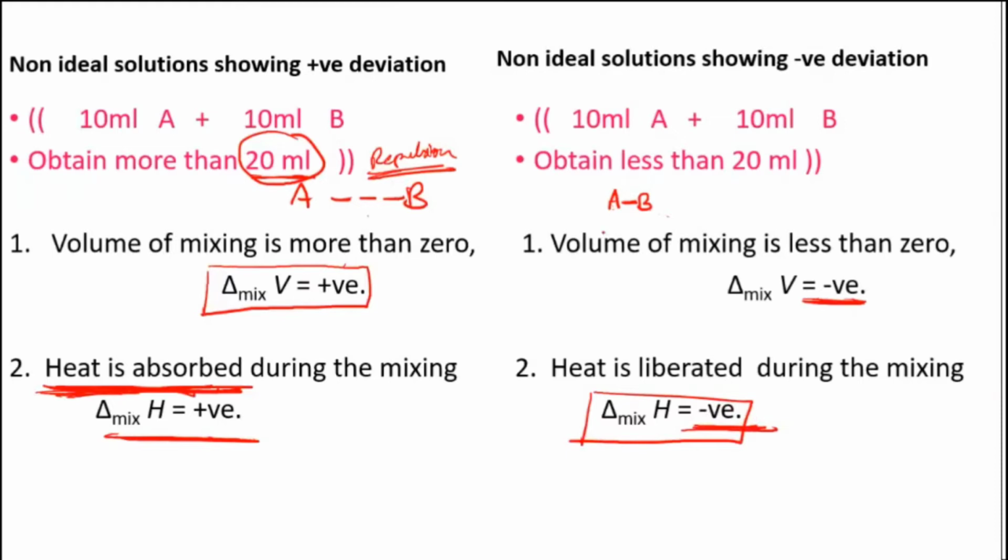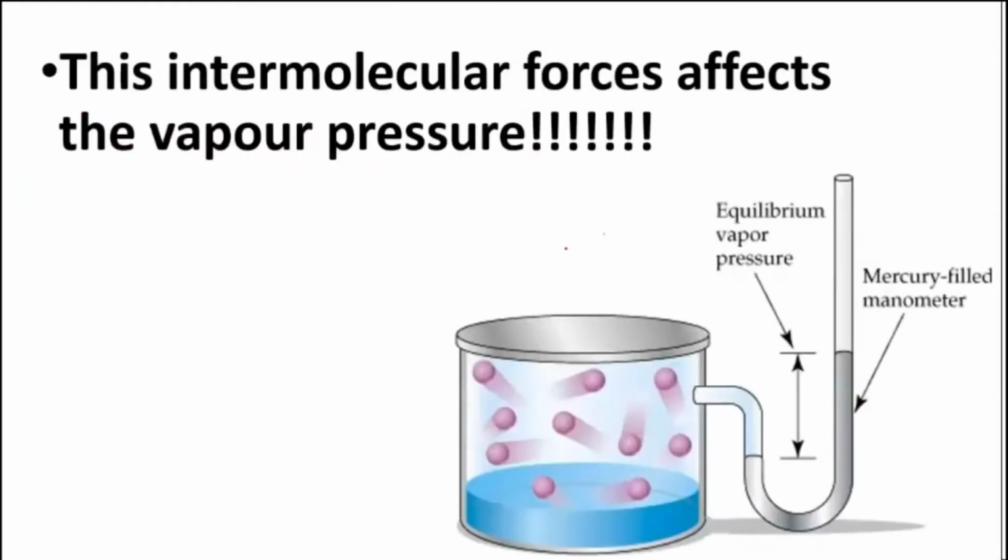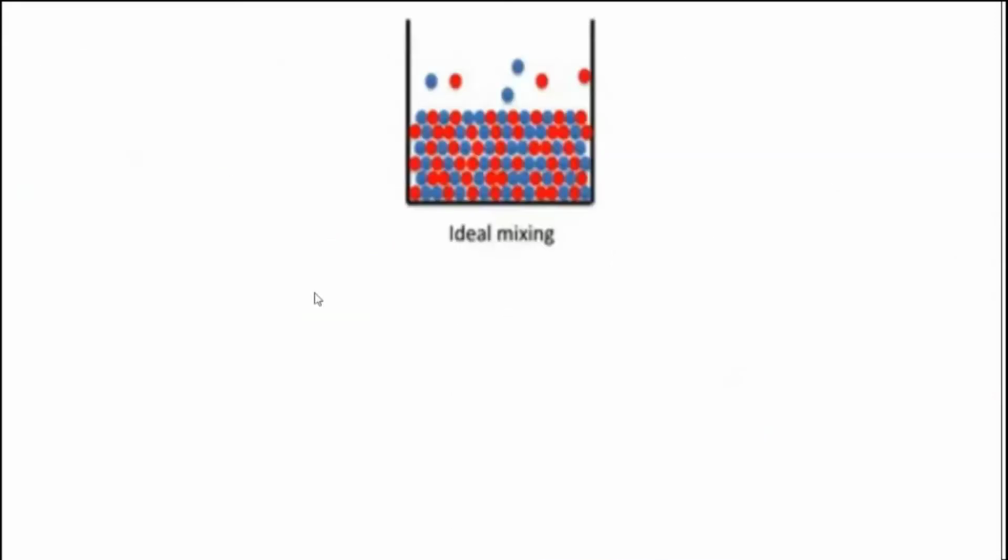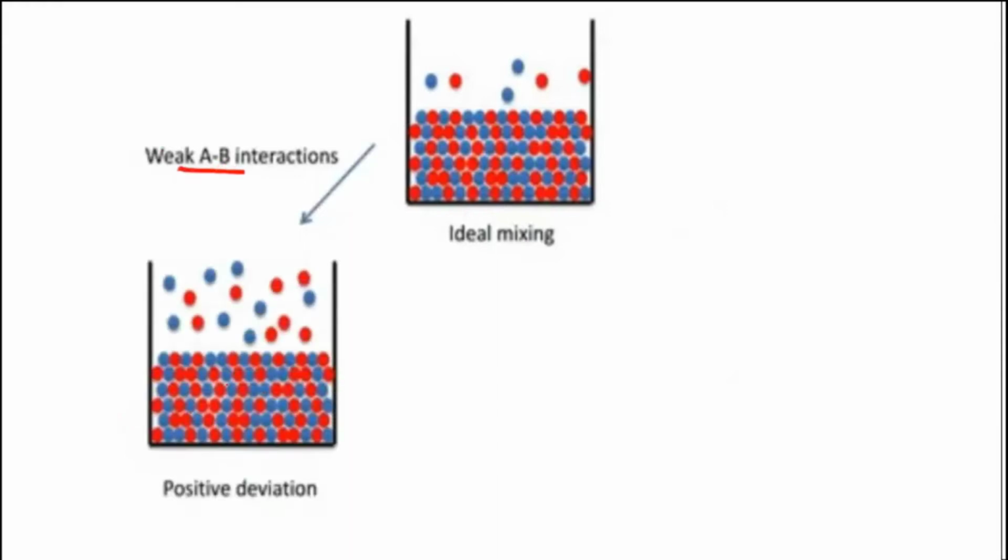And then depending on this force of attraction, we are even talking about the vapor pressure. What happens to the vapor pressure in this positive and the negative deviation? Depending on intermolecular forces, you should be able to answer about the vapor pressure. So talking about the weaker interaction: when A and B particles have weaker interaction, in the solution they will not be interested in staying. More of these particles will try to go into the vapor phase. Little heat energy is enough for them.